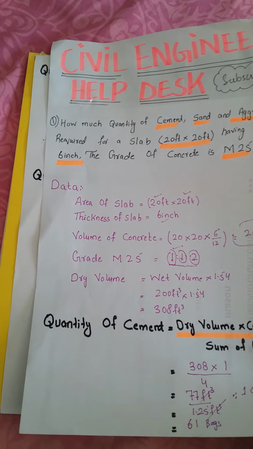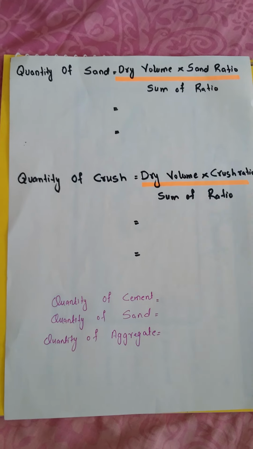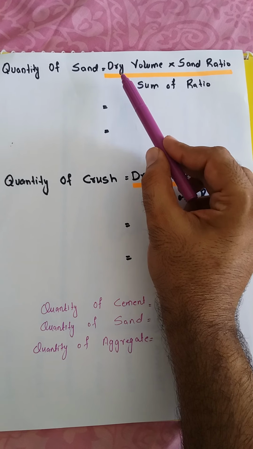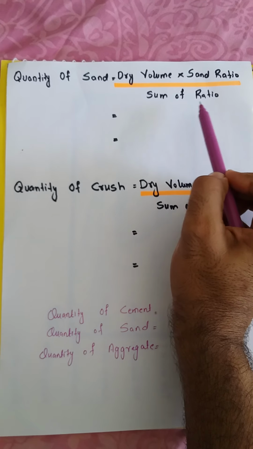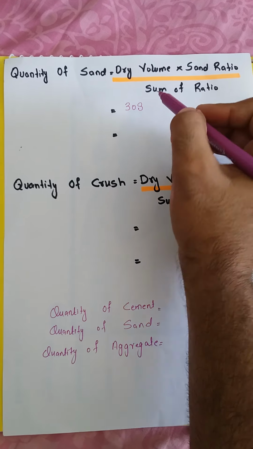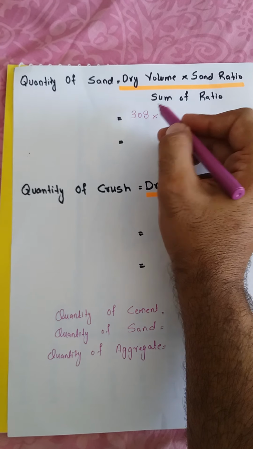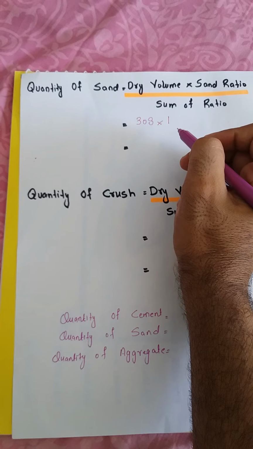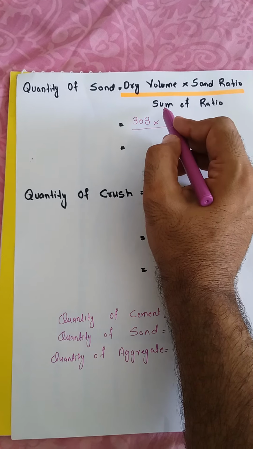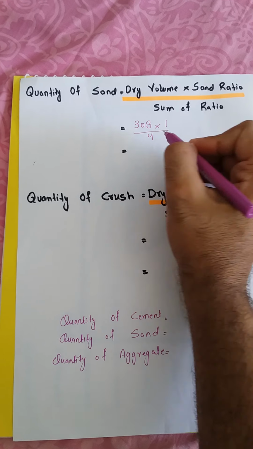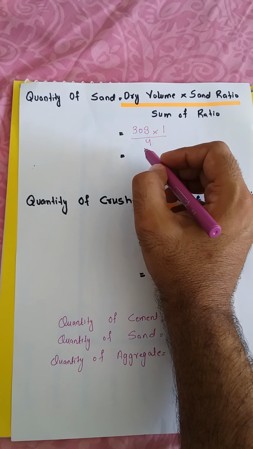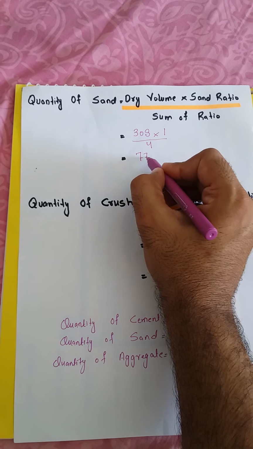Now comes the other calculation, that is for quantity of sand. For quantity of sand the formula will remain the same: dry volume multiplied by sand ratio divided by sum of ratio. Dry volume is 308 as we calculated earlier, multiplied by sand ratio. I told you earlier the sand ratio is 1 because grade M25 means 1:1:2. So the ratio of sand is 1 divided by sum of ratio, which is 4. After multiplying and dividing by 4 we get 77 cubic feet.